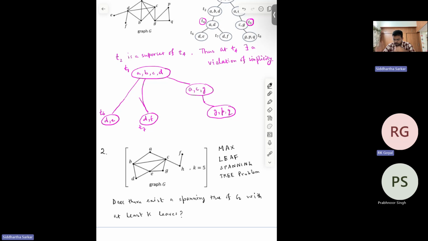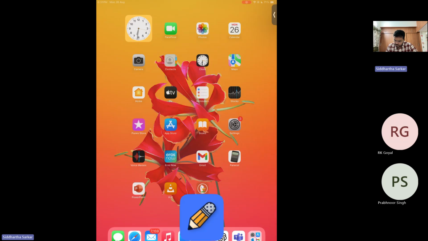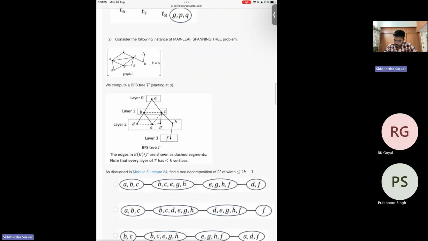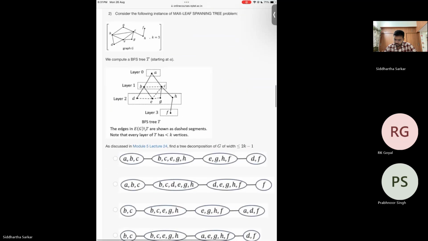Okay, so let's go back to the question. So this is the definition of max leaf spanning tree. Let's look at the question. In the process of constructing this tree decomposition, they use what is called BFS. So they compute the BFS tree of the graph. So the BFS tree of the graph looks like this.